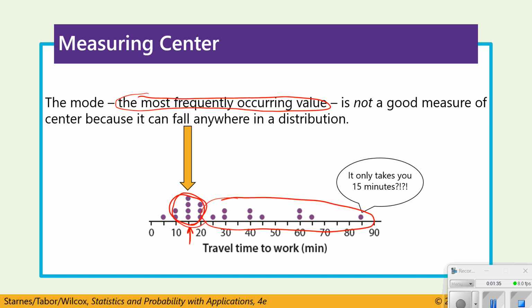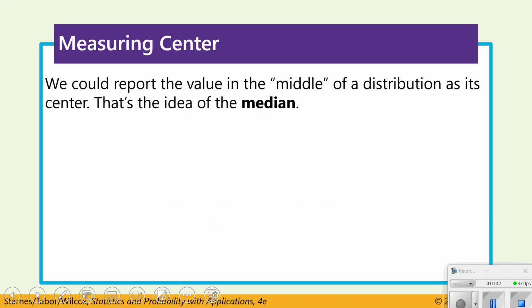So mode is not usually a very good one to measure our distribution around, but it is one that we talk about sometimes. So mode is the one that occurs the most often. It repeats the most often. The median is the one that we've been talking about. Now, median's in the middle.